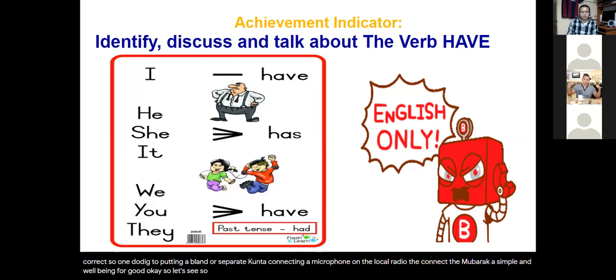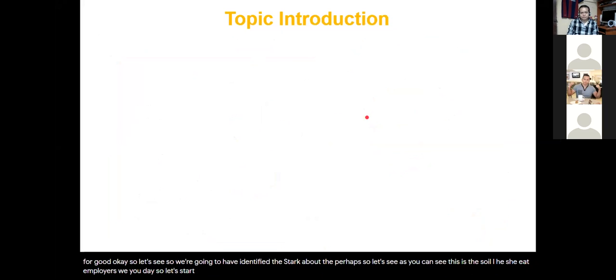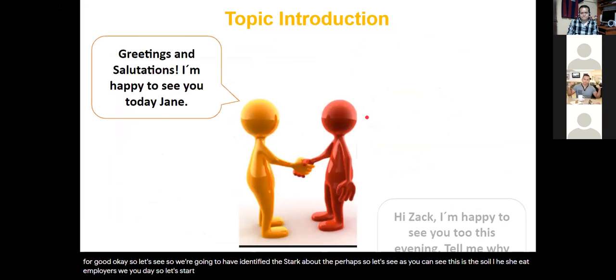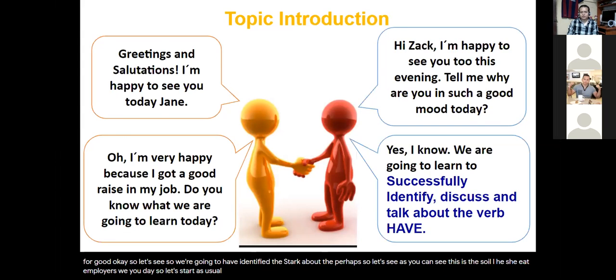So, let's see. We're going to identify and talk about the verb have. As you can see, this is the subject: I, he, she, it. In plurals: we, you, they. So, let's start. As usual, I like to start with the topic introduction, a little greeting so you can speak a little bit with your classmates. Can you take a screenshot of this so we can go in groups and start speaking? Take a screenshot, please.